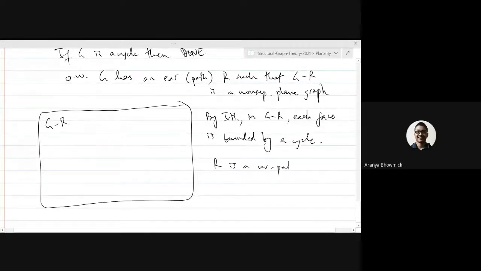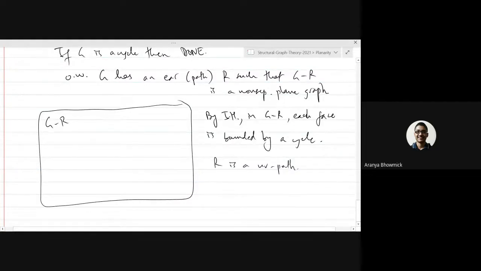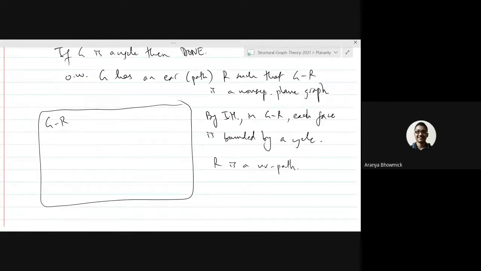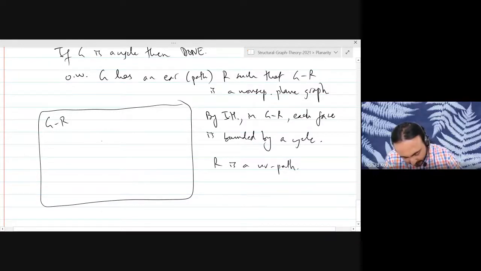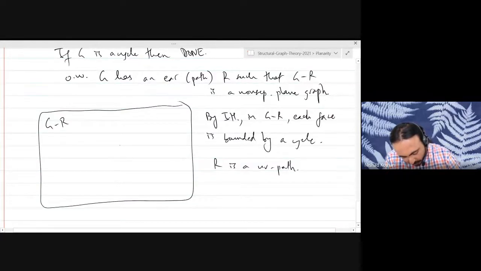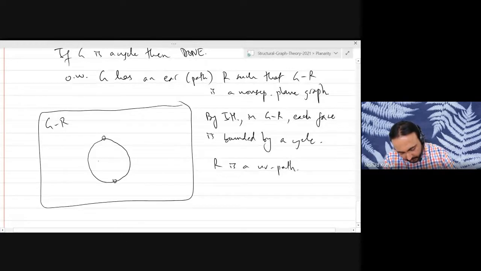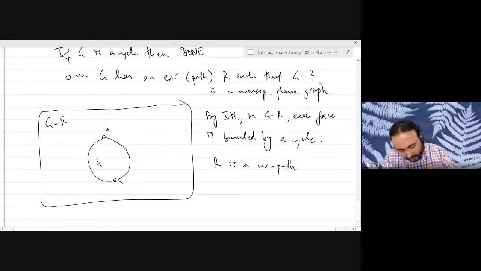So first of all, if U and V belong to the boundary of the same face of G minus R, then we are done because that face we know is a cycle by induction hypothesis. Okay, so let's look at this case. So you are saying that supposing U and V belong to the same face in this embedding, right? So in G minus R, there is some face, let's call it F, and you have two vertices U and V, and these are the ends of your ear.